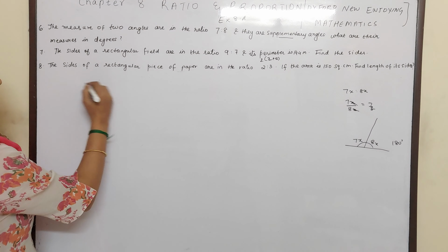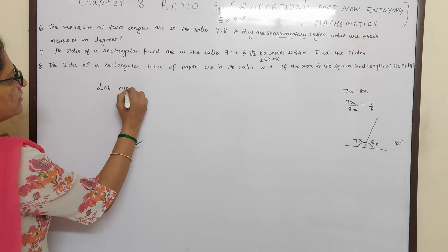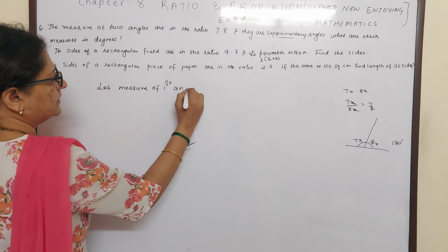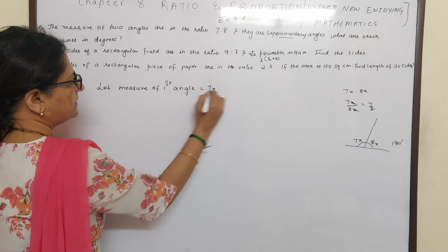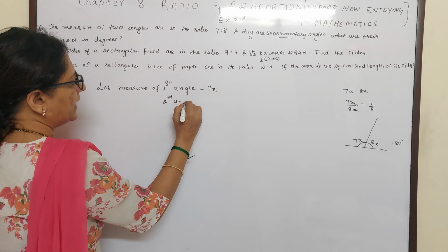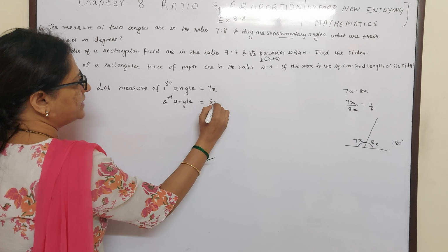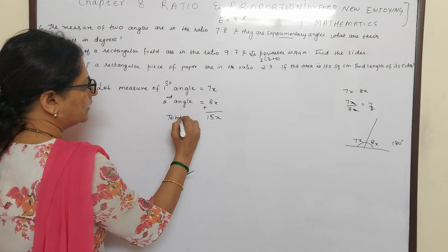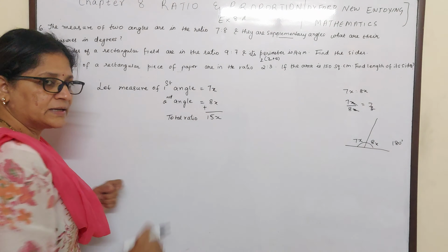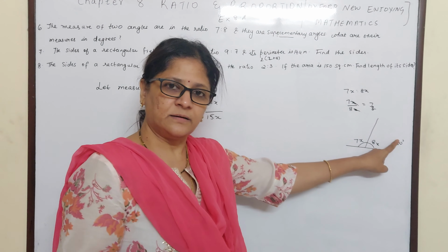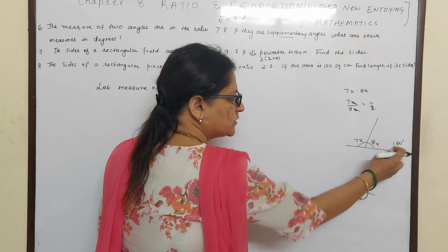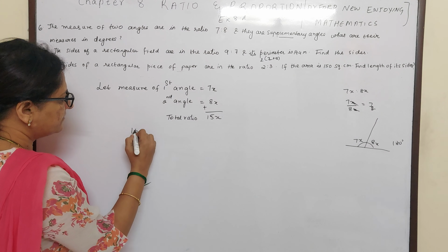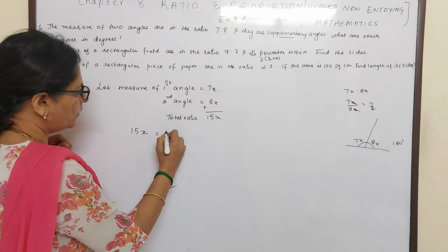So how can I start? I can say let the measure of the first angle be 7x, right? So the measure of the second angle will be 8x, and the sum of them will be 15x. So I got the total ratio now. Now this total ratio is equal to 180, because the sum of the angles is 180 and their sum in ratio form is 15x. So I can say 15x is equal to 180 degrees.